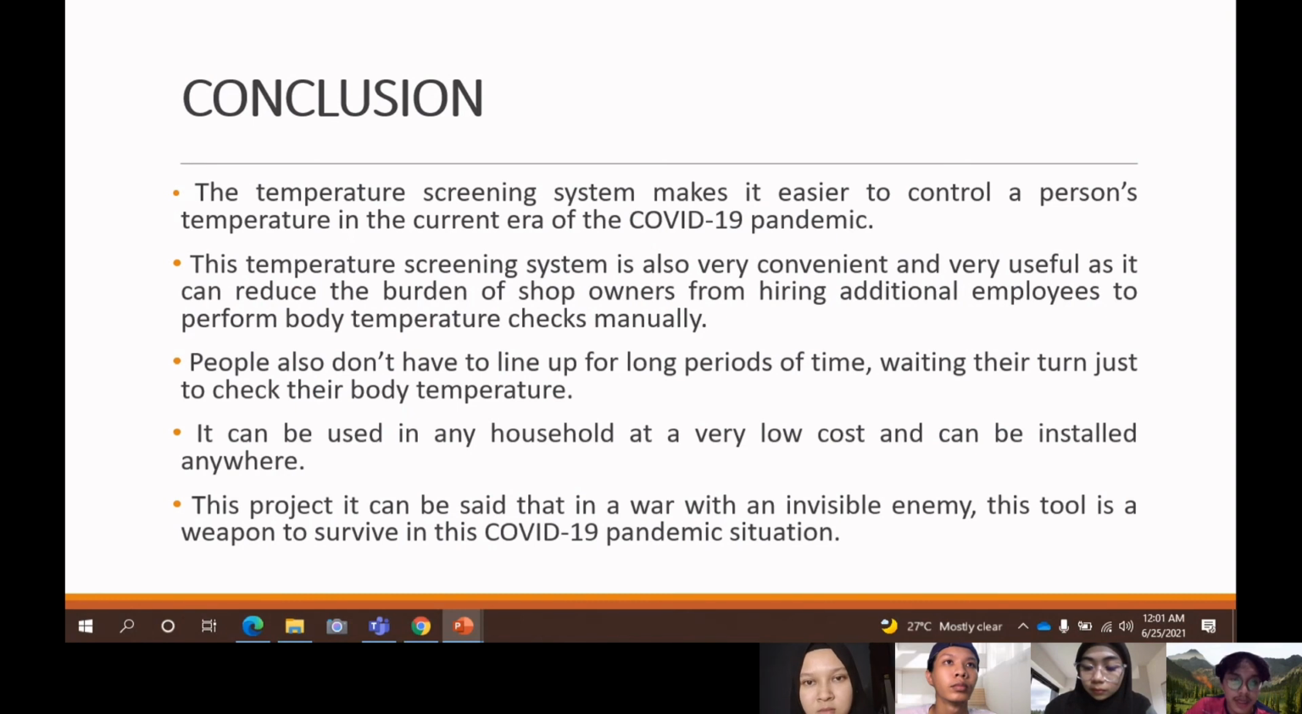People also don't have to line up for long periods of time waiting their turn just to check their body temperature. It can be used in any household at a very low cost and can be installed anywhere. This project, it can be said that in a war with an invisible enemy, this tool is a weapon to survive in this COVID-19 pandemic situation. I think that's all for the conclusion.